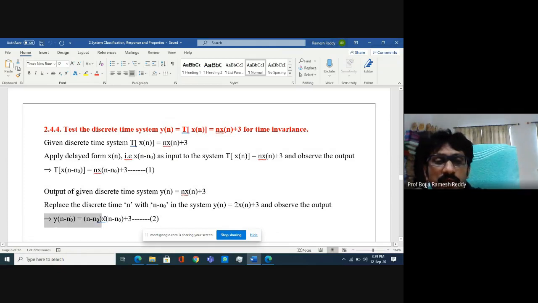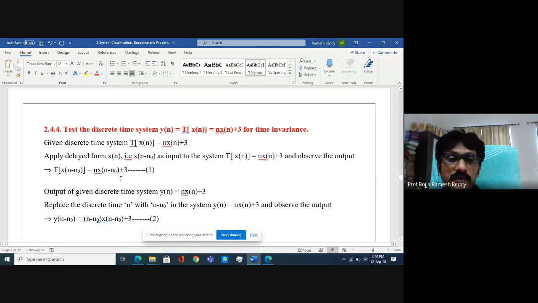If we replace n with n minus n naught, what will we get in this equation? This is not 2, this is n here. Replace n with n minus n naught here. Y of n minus n naught is equal to n minus n naught x of n minus n naught plus 3. Now compare equations 1 and 2.